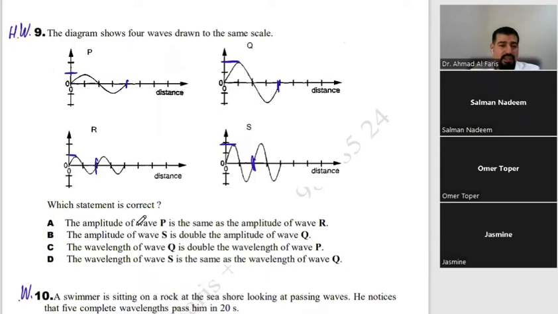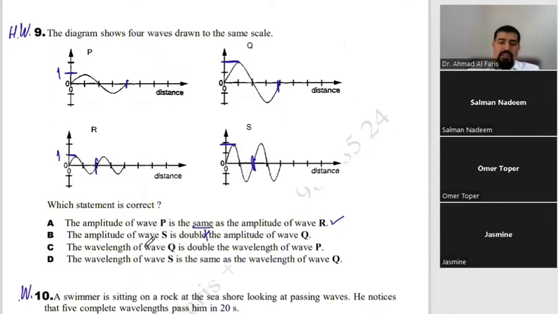Thank you. Yes. Another answer. Yes. Good. Which statement is correct? The amplitude of P, this one, is the same as the amplitude of what? Of R. Yes. This is 1 division and this is 1 division, so they have the same amplitude. This statement is correct. If we check the others, B, the amplitude of S, this one is 2 divisions, is double the amplitude of Q. Q also has an amplitude of 2, so it's not double, it's the same. So this one is not correct.